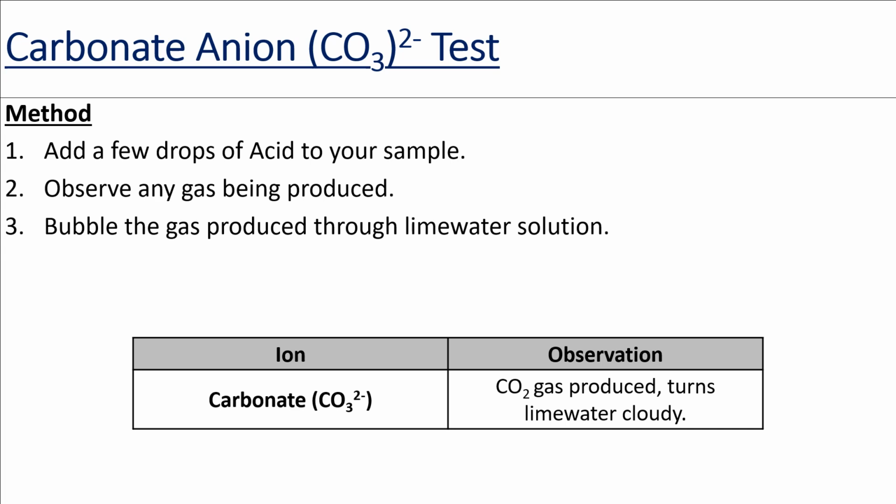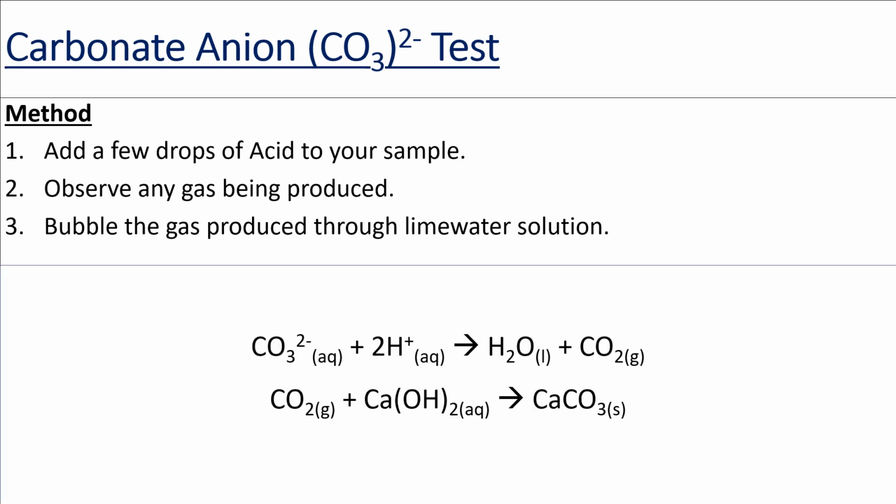So the reactions here, we've got the carbonate ion reacting with the H+ from the acid, producing water and carbon dioxide, and then we can identify that carbon dioxide by bubbling it through lime water, which is calcium hydroxide, to form that insoluble calcium carbonate, which is why the lime water turns cloudy.